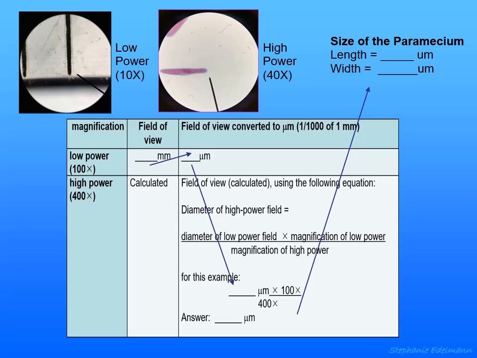And just because math is scary, let's look at this one more time. So you're coming up with the field of view in millimeters based on what you did with the ruler. You turn that into micrometers by doing the conversion. Then that number in micrometers goes down to the equation where it's multiplied with the magnification at low power and divided by the magnification in high power. And then the result of that, which gives you the diameter of the field at high power, allows you to estimate the size of the paramecium, which is shown in the picture in the middle.